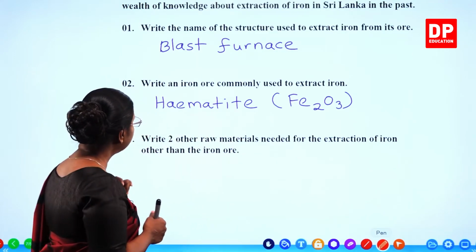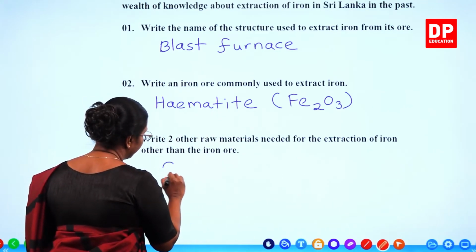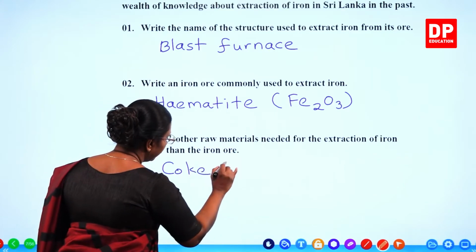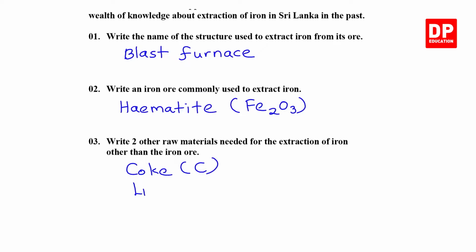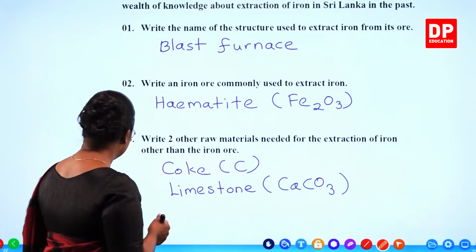We have already written hematite, so we need to write coke. If you want, in brackets you can write carbon, and limestone, that also you can write calcium carbonate if you want. So coke and limestone are the other two raw materials. With that, students, I will move on to the next slide.